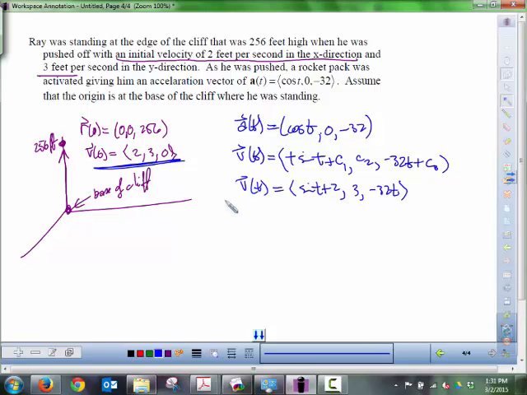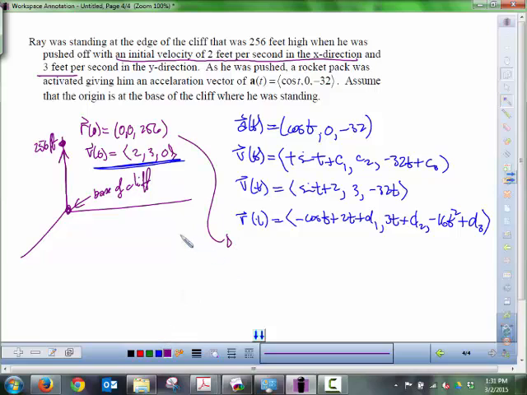Okay? We take the antiderivative again to get r. This time the trig is going to be negative cosine t plus 2t plus another constant, we'll call it d1, 3t plus another constant, we'll call it d2, and then minus 16t squared plus a constant, d3. And again, using the initial position, when t is equal to 0, this is where we have to be careful.